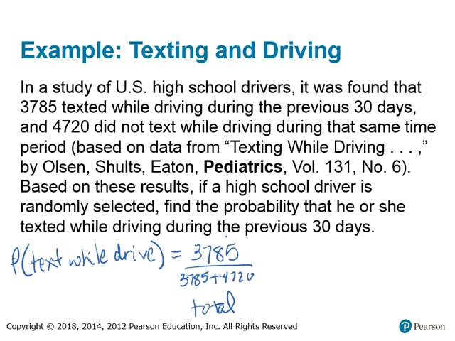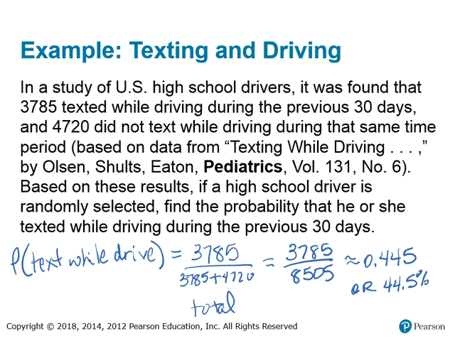So I'm going to grab my calculator. 3,785 plus 4,720. So they actually talked to 8,505 students. So that is approximately 0.445 or 44.5%. So if you randomly selected a high school student that was driving and asked them if they texted, 44.5% of them approximately will have texted in the last 30 days, according to this probability.